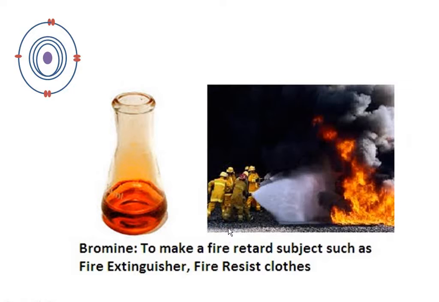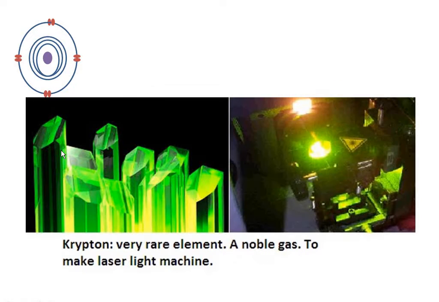Selenium. Bromine, 7 electrons, to make fire retardant products such as fire extinguishers and fire resistant clothes. Krypton, a very rare element, a noble gas, used to make laser machines. Krypton has 8 electrons in the outermost shell.